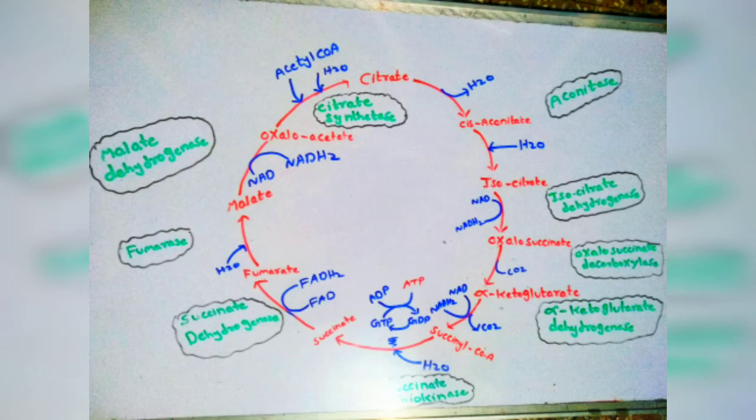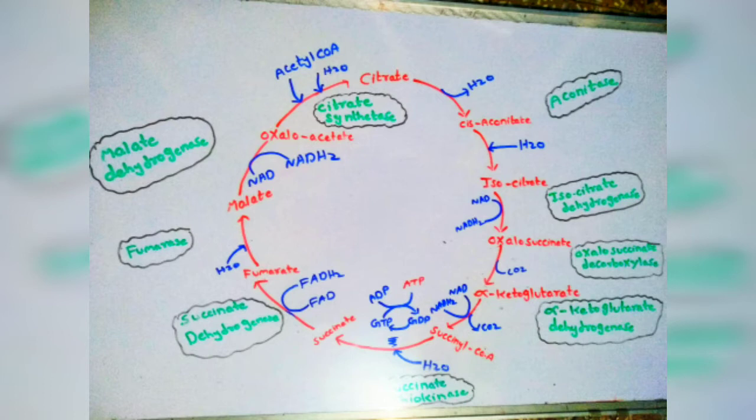So the topic for today is the Krebs cycle. The Krebs cycle is also called the tricarboxylic acid cycle, as the first stable product of the Krebs cycle is citrate, which is also a tricarboxylic acid. Hence, it is also called the tricarboxylic acid cycle. So now let's study the Krebs cycle.